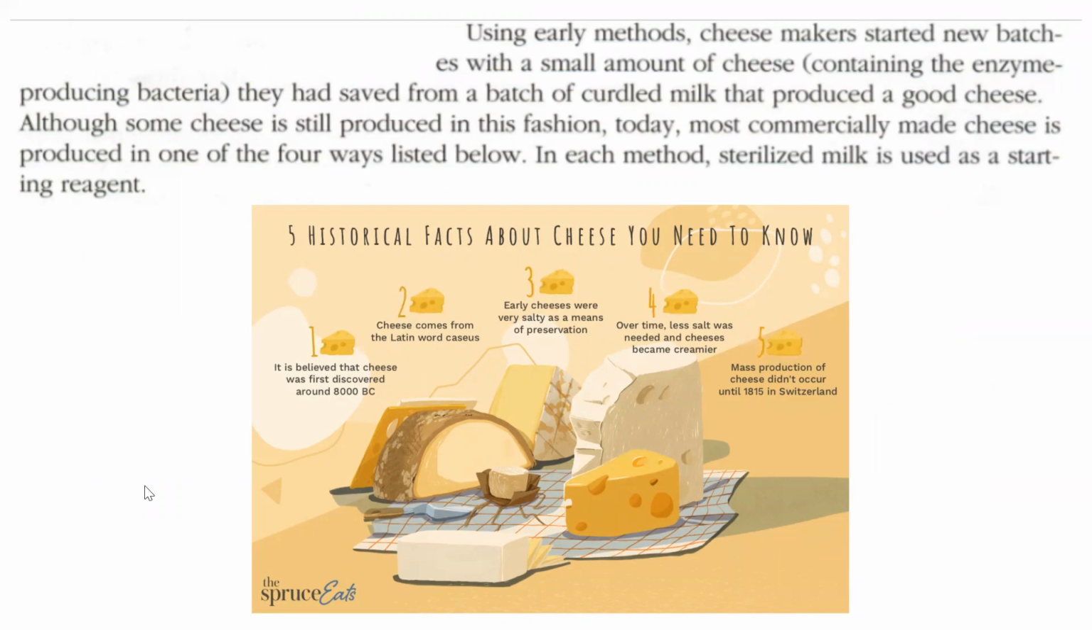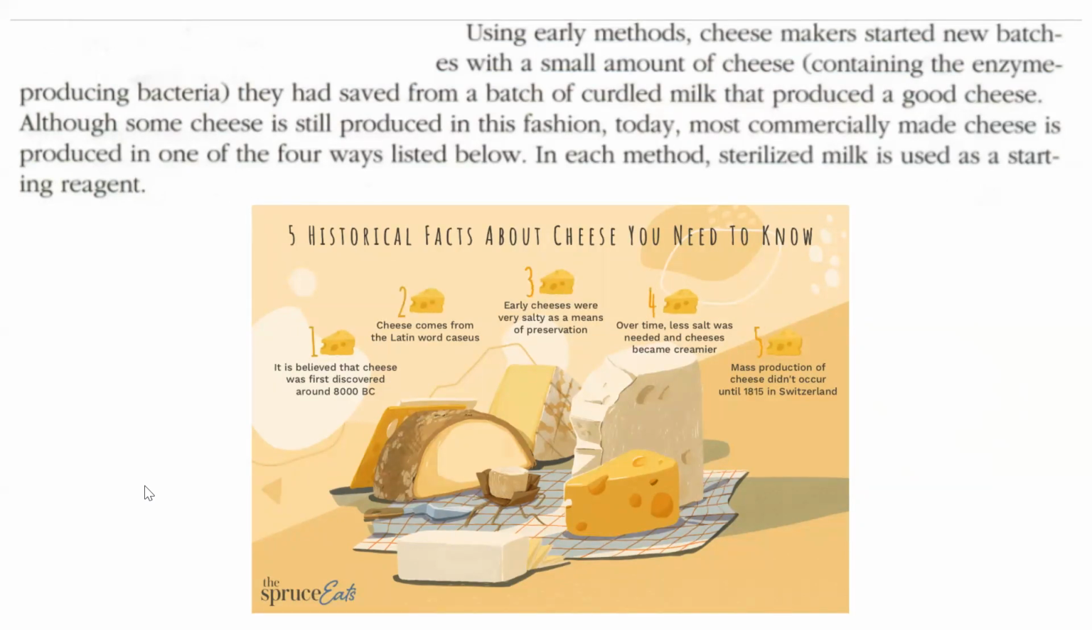Using early methods, cheesemakers started new batches with a small amount of cheese containing the enzyme producing bacteria they had saved from a batch of curdled milk that produced good cheese. So once they got good cheese, they would save a little bit of that and use that to make all the cheese in the future. People do this with bread as well. Also, if you know kombucha, that's how kombucha is made. You have a mother and then you keep using that to make the new stuff. It's called a mother. Yes. I had a friend who made kombucha, so I learned a little bit about it.